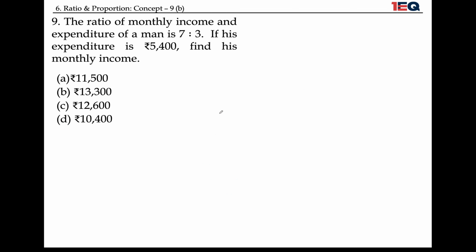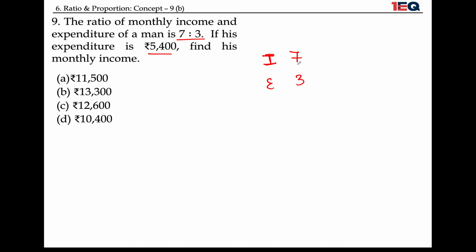Moving ahead, the ratio of monthly income and expenditure of a man is 7 is to 3. If his expenditure is 5400 rupees, find his monthly income. This question seems to be pretty easy. I'll tell you why. The income has been given as 7, the expenditure has been given as 3. So the income is 7 and the expenditure is 3.